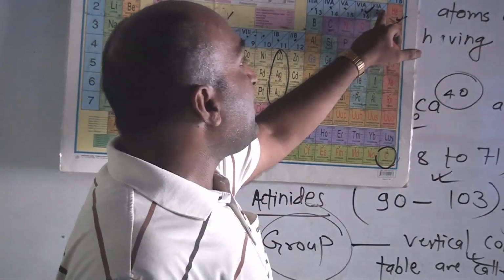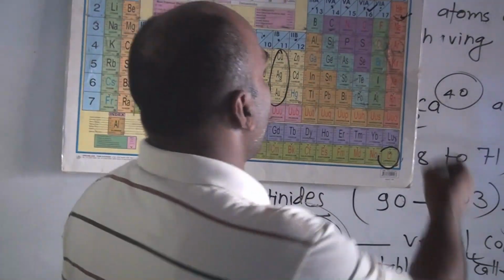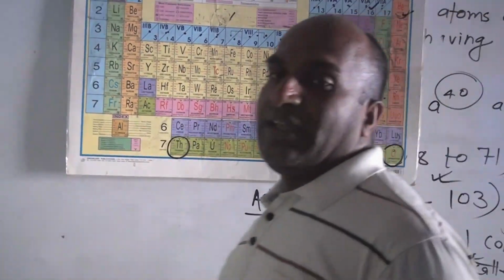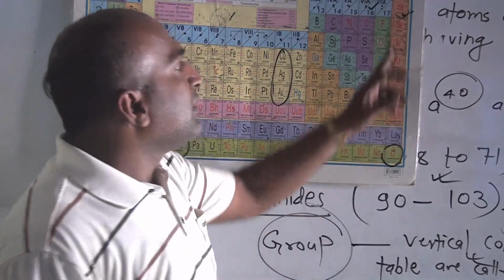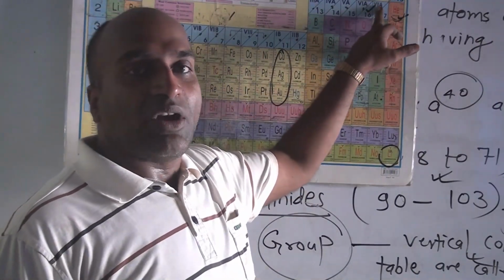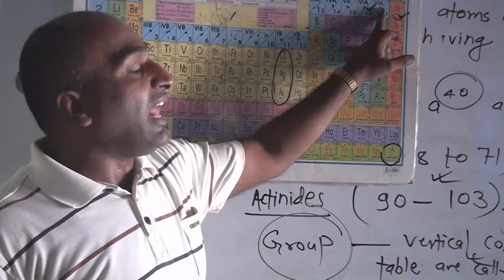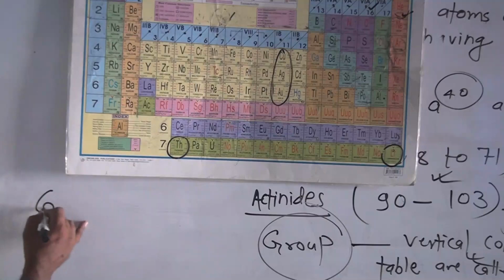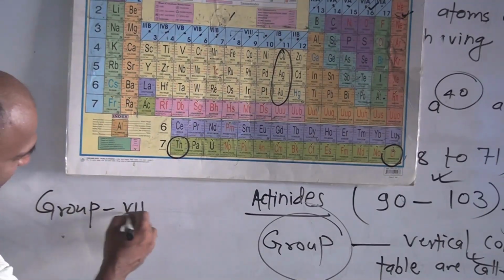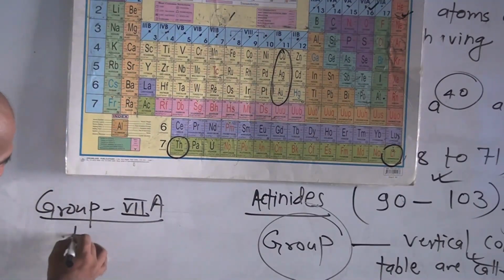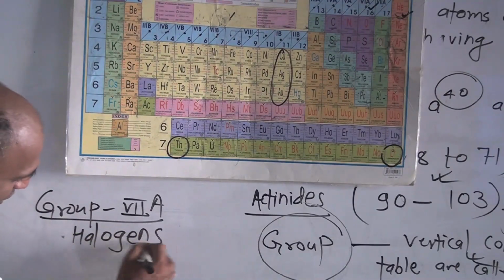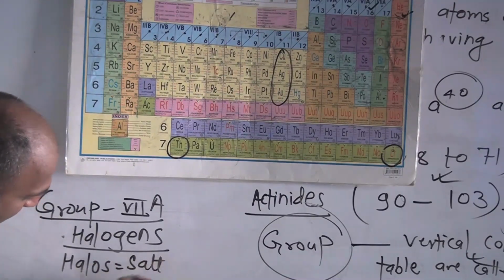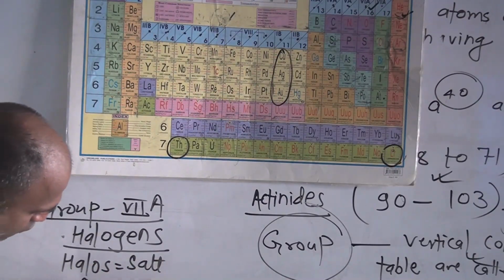And elements of group 7A are fluorine, chlorine, bromine, iodine, astatine. In this way, elements of group 7A are called halogens. Halos means salt, and genus to produce.